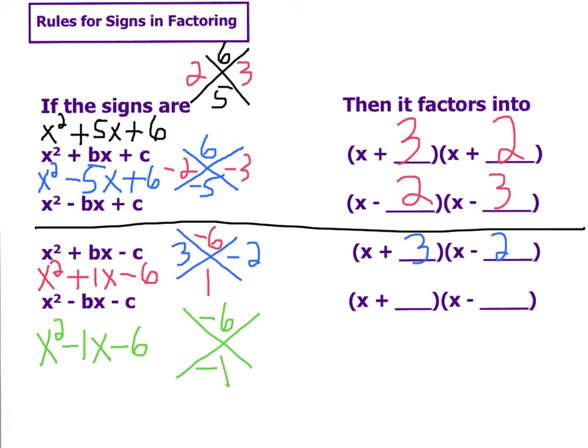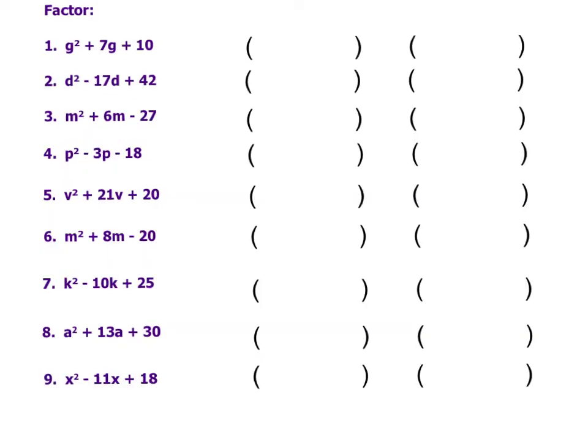So again, I'm going to go back to my 3 and my 2. But this time, I'm going to write negative 3 multiplied by positive 2. And watch what happens. Negative 3 multiplied by positive 2 is negative 6. But if I add them, negative 3 plus 2 is negative 1. So in this case, you want the larger number to be negative because when you add them, it's negative.